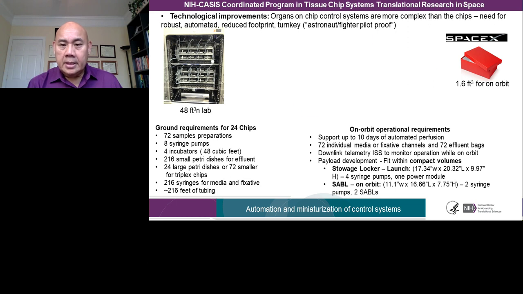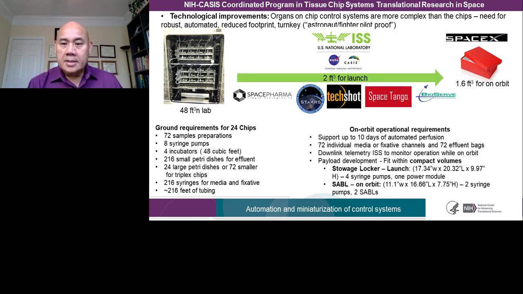But this can be done through partnerships with NASA, CASIS, and some of the space implementation partners like Space Pharma, STARS, TechShot, Space Tango, and BioServe in terms of miniaturizing, making this into turnkey technology, which would then facilitate the adoption of this improvement to make this support instrumentation easily used here on Earth. It could then become a benchtop instrument that even an undergraduate student will be able to push the button and make it run, which would severely uncomplicate things in terms of getting the experiments running here on Earth.